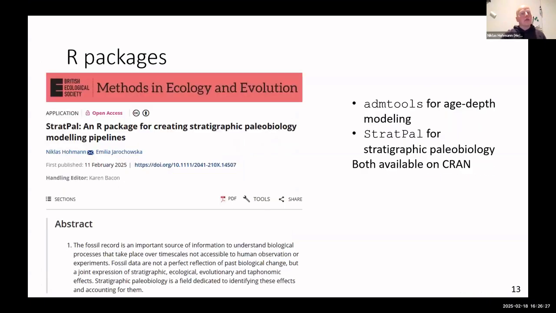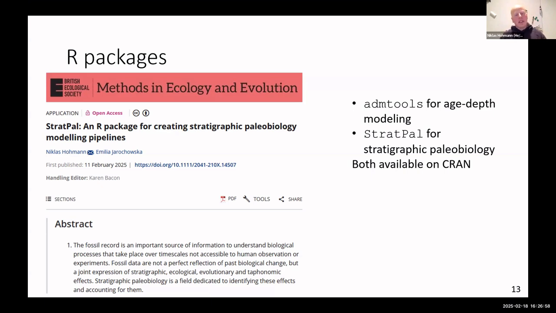Then there's also two R packages. One was just recently published in Methods in Ecology and Evolution. They are kind of like the computational backbone of this study that I showed you. ADM Tools does the main age depth modeling. It kind of takes care of all the stratigraphy and the heavy lifting there. And StratPal is for the stratigraphic paleobiology part. So it does take care more of the ecology, taphonomy, and evolutionary biology side.